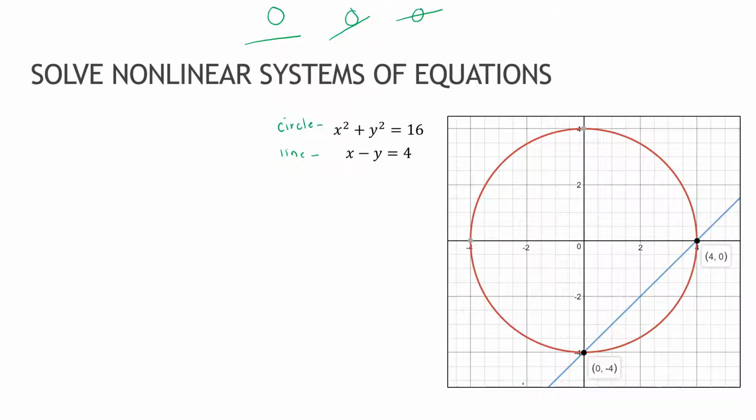To solve, I'm going to use substitution, and this one's going to get a little bit more complicated because if I isolate a variable, I'm going to isolate the x. So I'm going to add y to each side of this equation to get x equals 4 plus y. So what's going to happen is that I'm going to take my first equation, x squared plus y squared equals 16, and I'm going to replace x with 4 plus y.